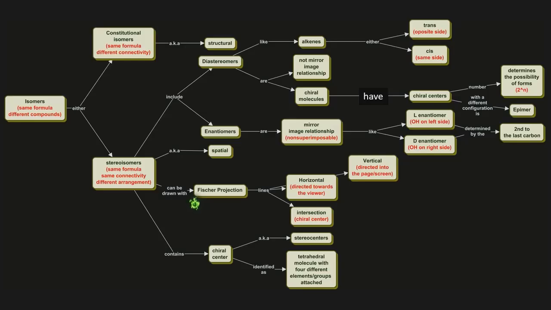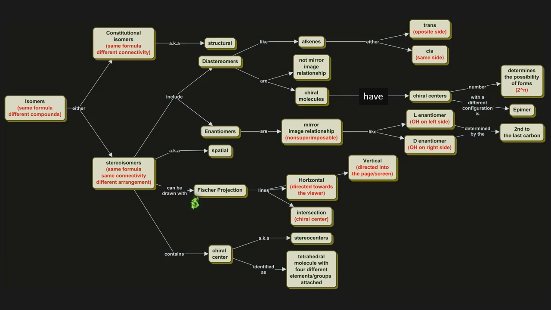Now another characteristic of a stereoisomer is that it can be drawn with a Fischer projection. There are many molecules, such as sugars and amino acids, that have more than one chiral atom. So the best and most effective way to present a structure with more than one chiral carbon atom is the use of the Fischer projection.